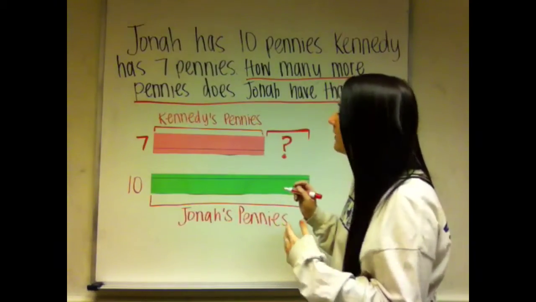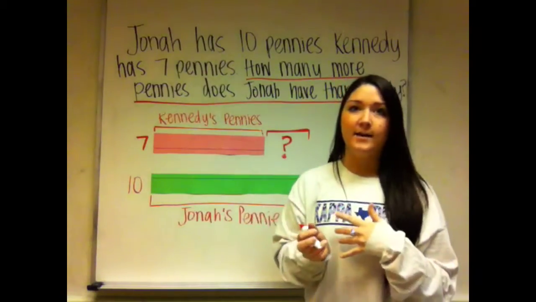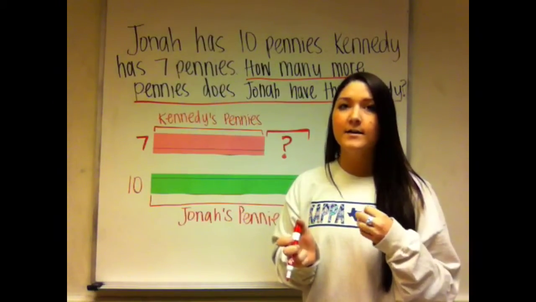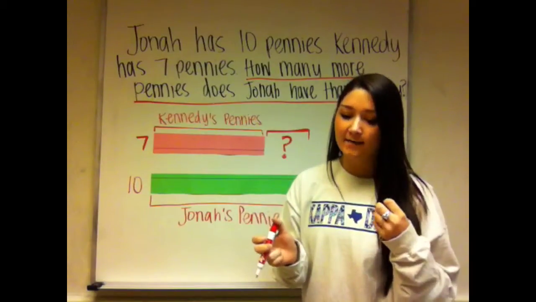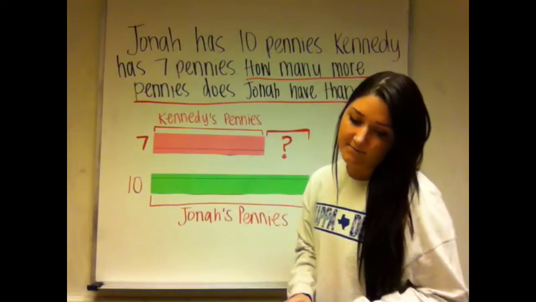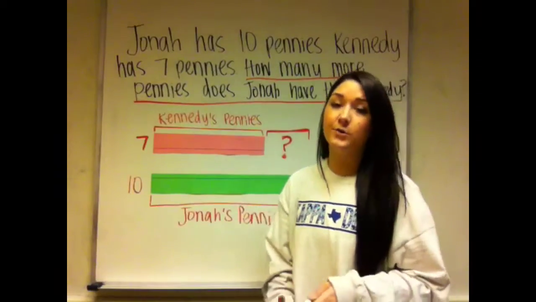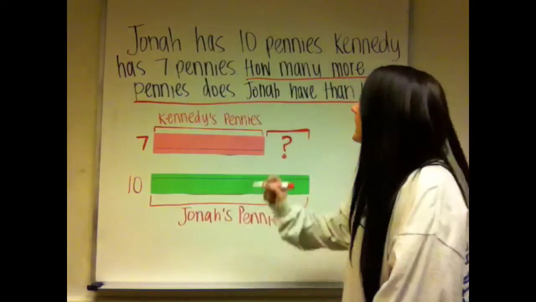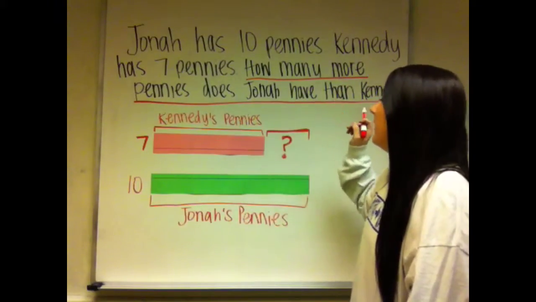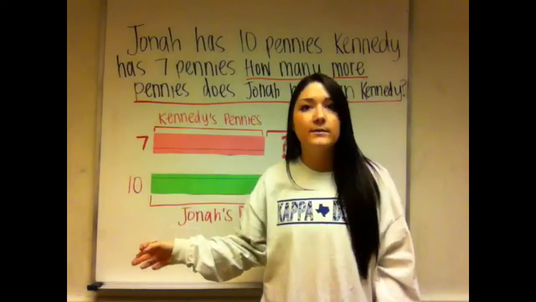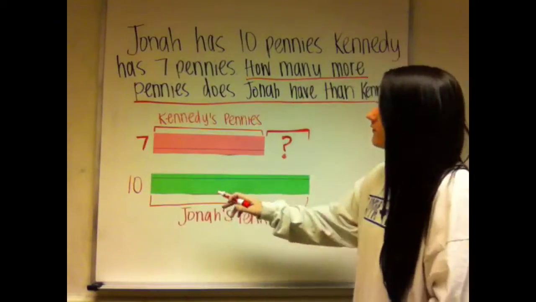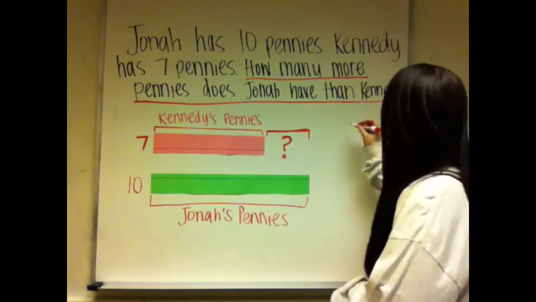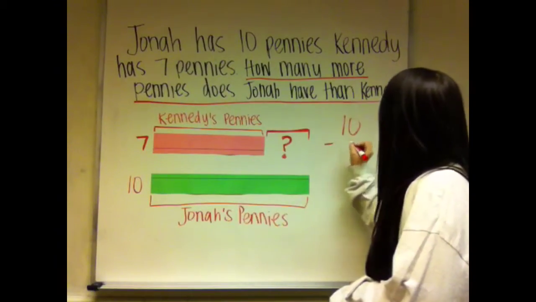So we know that Jonah has more pennies than Kennedy. So if we're trying to compare a number and one number is bigger than the other, and we're trying to figure out how much more he has, that's another way to say that we need to find the difference between Jonah and Kennedy's pennies. So this is a subtraction problem. So it's asking how many more pennies does Jonah have than Kennedy. So Jonah has 10, like we said, and Kennedy has 7. So we're going to do 10 take away 7.